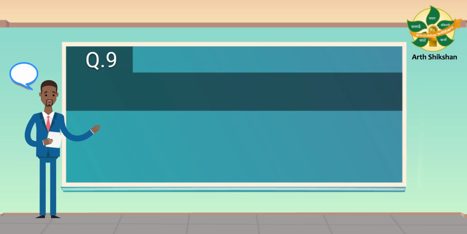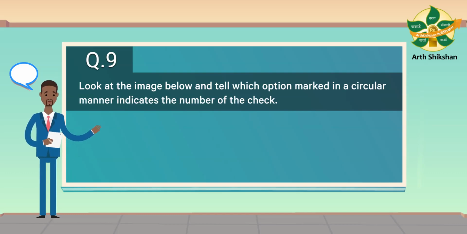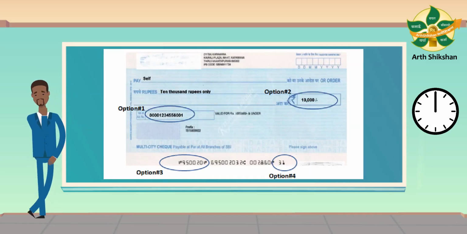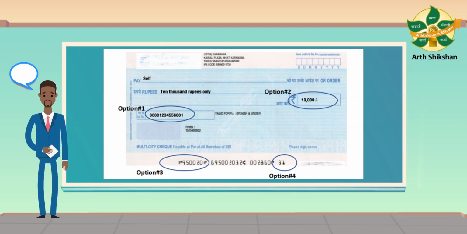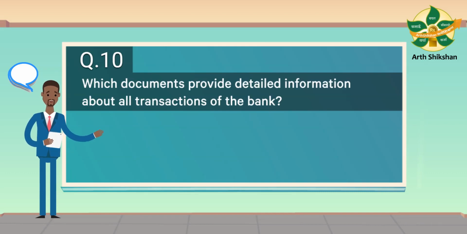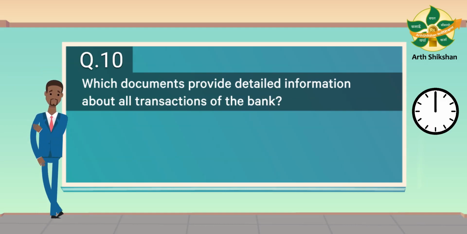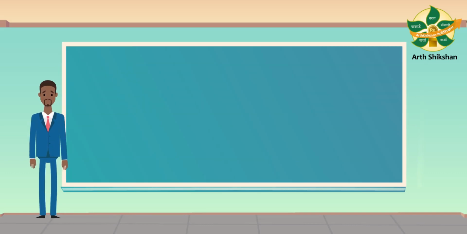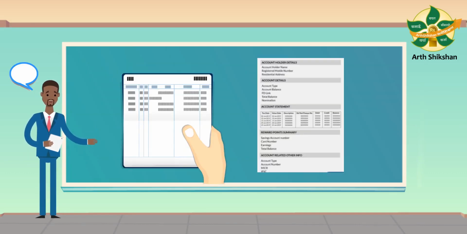Question 9. Look at the image below and tell which option marked in a circular manner indicates the number of the check. Answer. Option 3. Question 10. Which documents provide detailed information about all transactions of the bank? Answer. Bank passbook or bank statement.